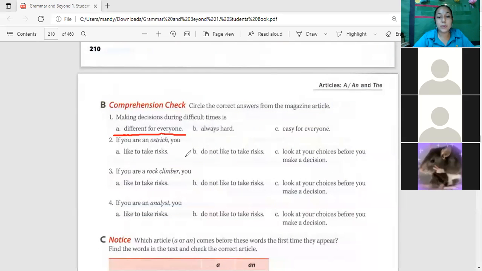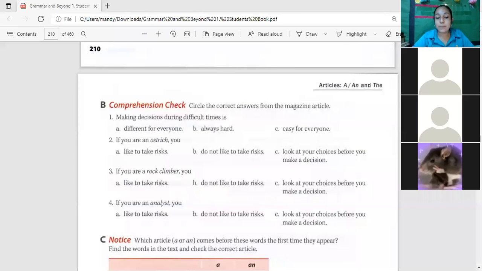B. Okay, you don't like to take risk. Exactly. Number three. If you are a rock climber, you like to take risks, don't like, or look at your choices before you make a decision. Okay, you like to take risk. Exactly. And number four. If you are an analyst, what is the best option? A, B, or C? If you are an analyst person. Okay, you look at your choices before you make a decision. Exactly. That means you analyze every situation. And if you consider that, you take a good decision. Okay, that's good.